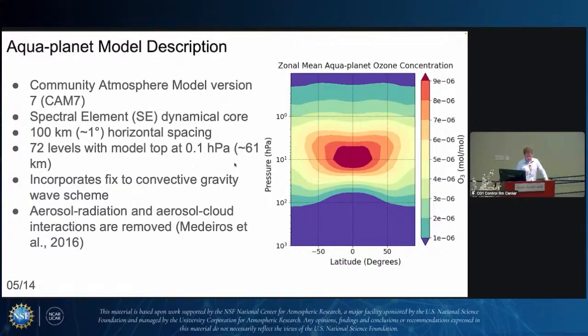And so all greenhouse gas concentrations in this model are fixed except for ozone, which has this profile shown here on the right.